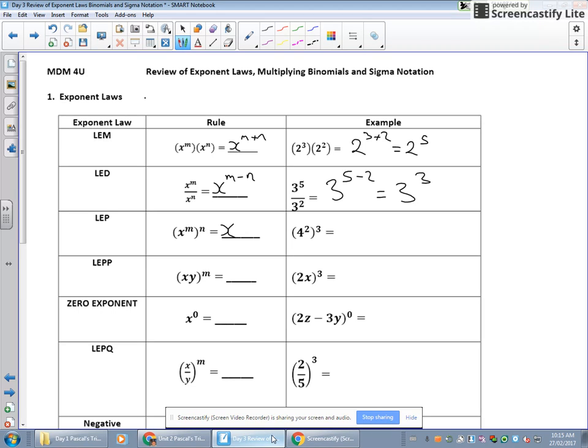When we are taking a power to the power, in that case we take m times n. The example here would be 4 to the power of 2 times 3, or 4 to the power of 6.